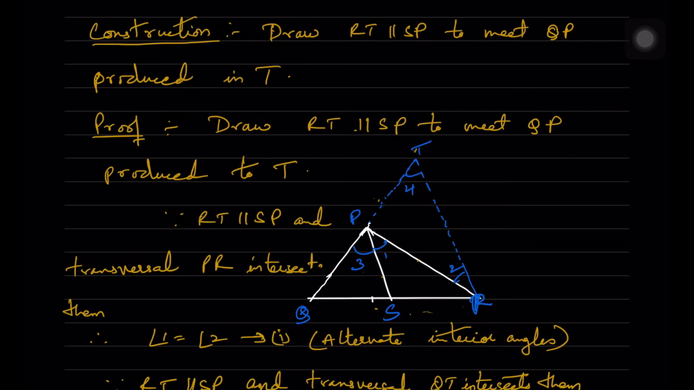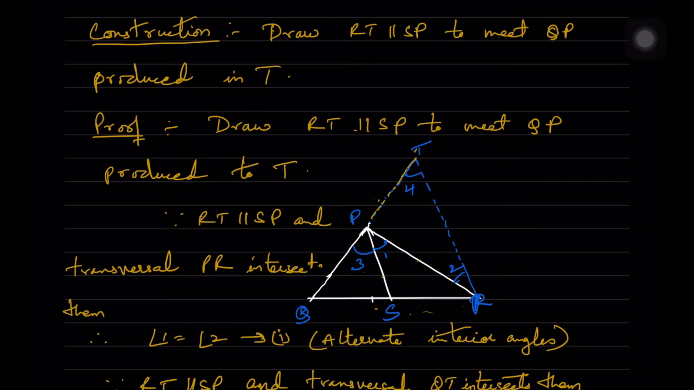Construction: we are drawing RT parallel to SP to meet QP produced in T. So this line QP is produced to T. You can see here it is produced to T. Now draw RT parallel to SP. We are drawing RT parallel to SP to meet QP produced to T.